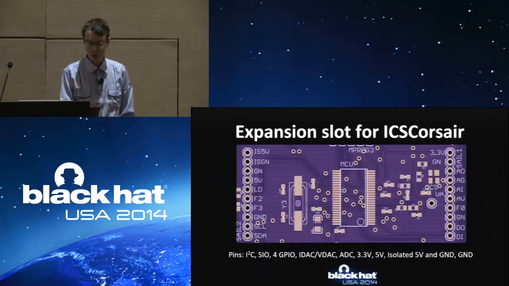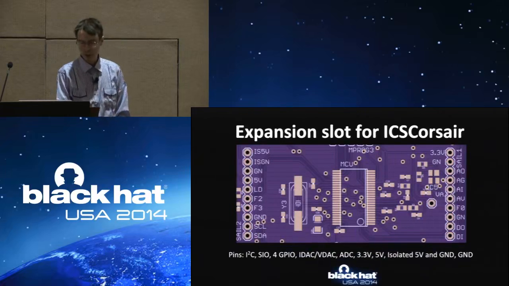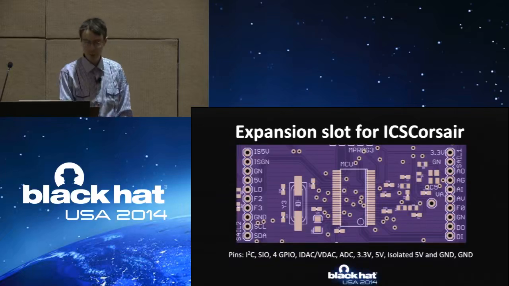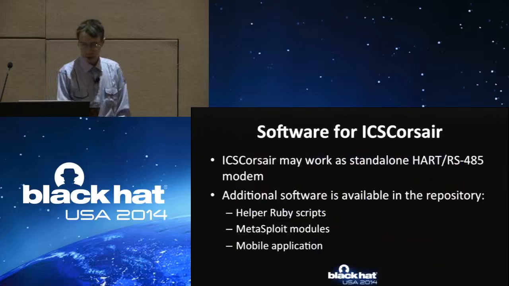For future support of other industrial protocols, I've added an expansion slot to the board. It has I2C, multiple GPIO and analog pins, power, and isolated ground and ground, and could be used, for example, to support Manchester bus power protocols. ICSCorsair can be used as a standalone modem, HART or RS485.